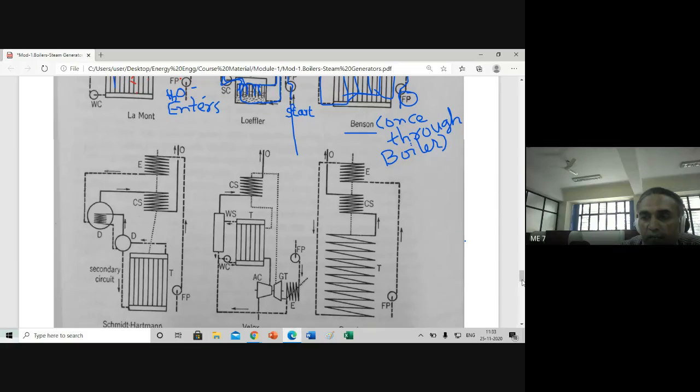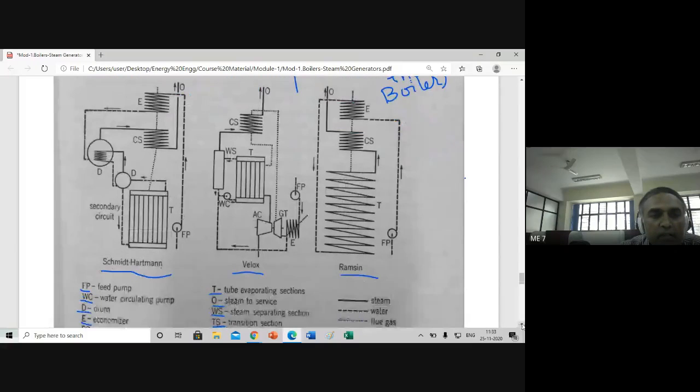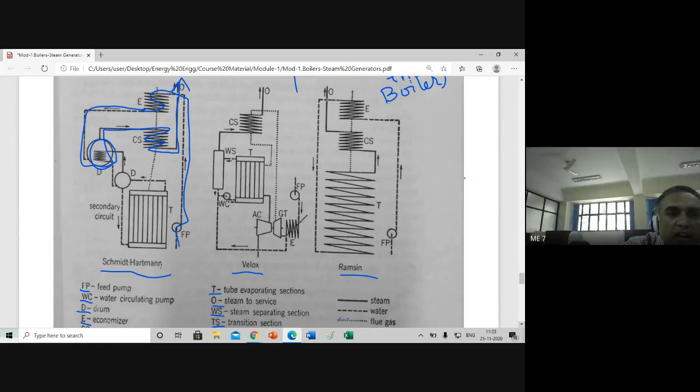Similarly, the Smith-Hartmann boiler. In the Smith-Hartmann boiler, water is taken from the feed pump to the economizer, then goes to the steam drum, and from the steam drum the steam is sent to the convective superheater and then to the outlet.